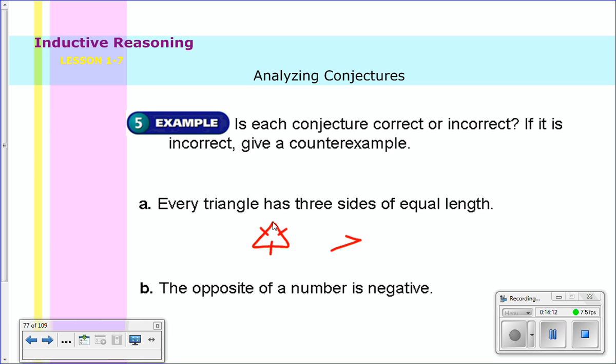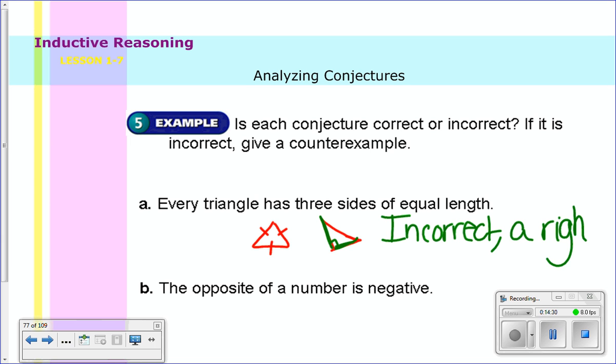No. For example, here's one. This side is smaller than this side, which is smaller than this side. So this is incorrect. And I just showed basically with the right triangle. Now, you could draw a picture or you could write it out, or you could do both like I did. It's entirely up to you.